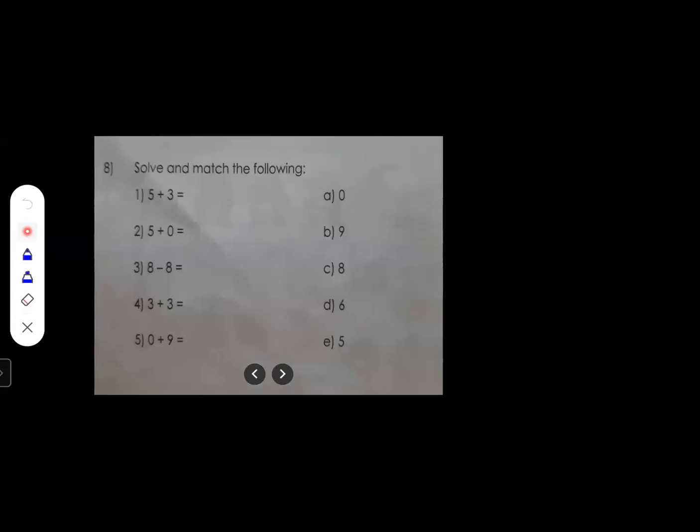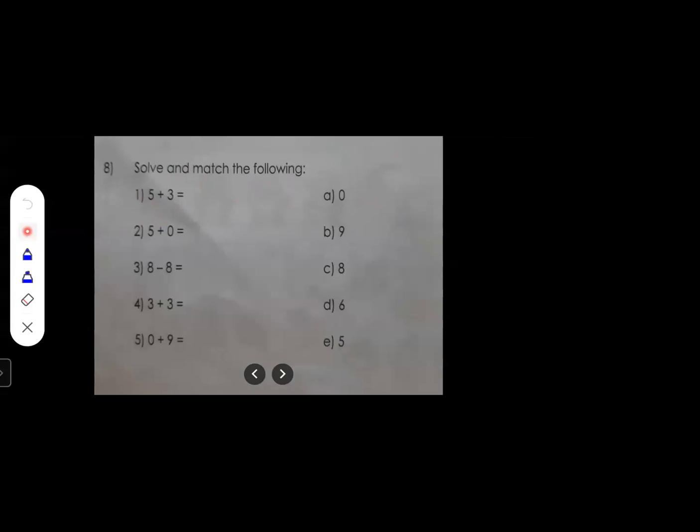What we are going to learn? Match the following. So see over here. Solve the match the following. First, 5 plus 3. So what will be the answer, students? 5 plus 3. What is the answer?